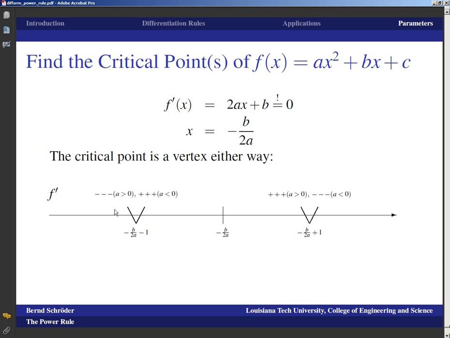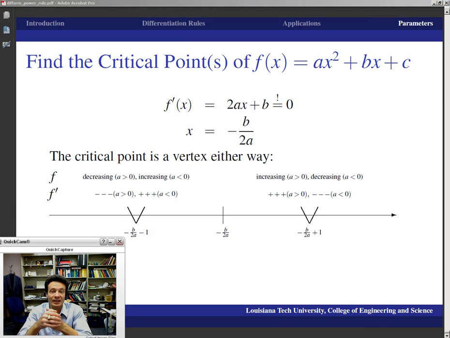So either way, the derivative changes from negative to positive if a is greater than 0, and from positive to negative if a is smaller than 0. That means it's a vertex either way. We're changing from decreasing to increasing if a is greater than 0, and from increasing to decreasing if a is smaller than 0. And that is the picture you have of a quadratic. If you have a negative leading coefficient, the thing goes first up and then back down. If you've got a positive leading coefficient, the function goes down and then back up.